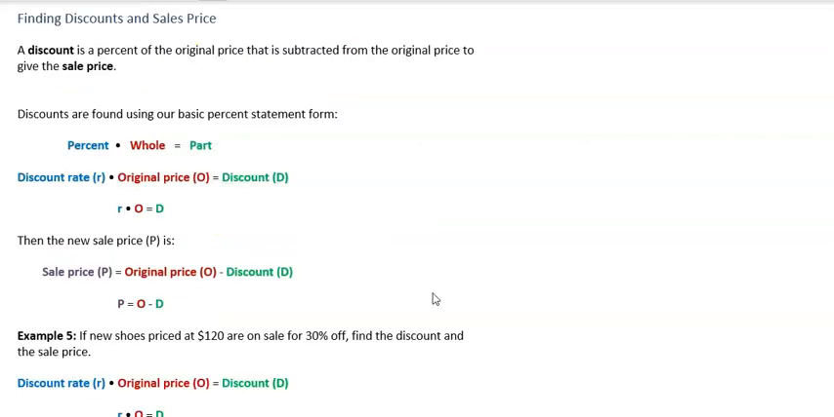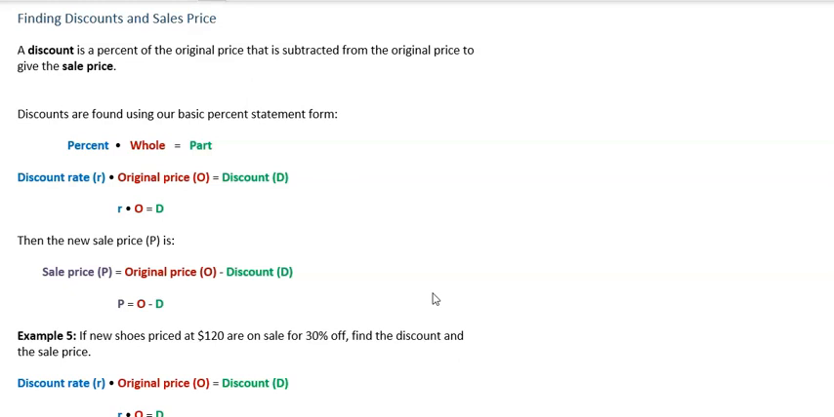The next topic is finding discounts and sales prices. A discount is a percent of the original price, and then you subtract that from the original price to give the sale price. So again, percent times whole equals part. The discount rate, which is the sale discount percentage, and you're going to change that to a decimal, times the original price is going to give you the discount. So I made a formula for you here, but it's nothing new. Then the new sale price, P, is the original minus the discount.